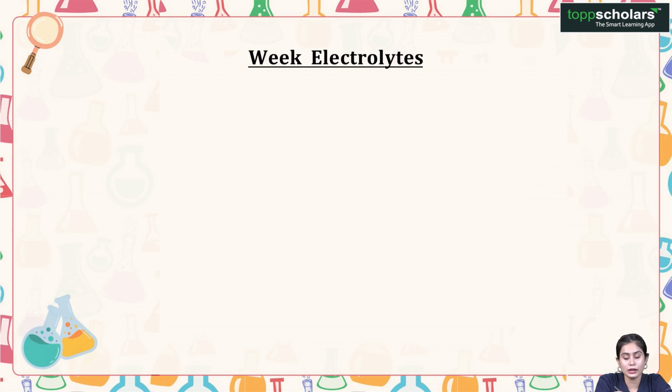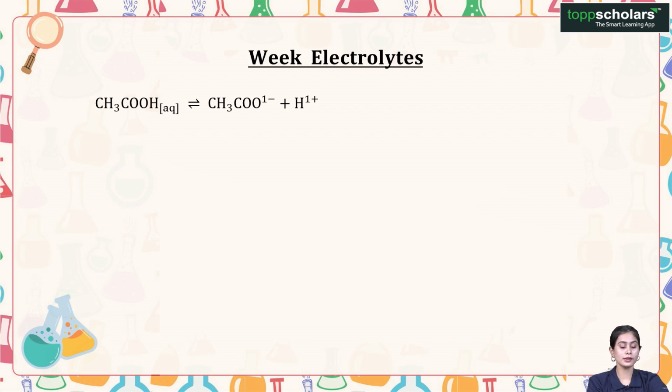Let's see weak electrolytes. Let's see how weak electrolytes dissociate. A very common weak electrolyte is your weak acid CH3COOH, your acetic acid. How does your acetic acid dissociate? It dissociates to form CH3COO1- ion and H1+ ion. So why do we call it a weak electrolyte? Because they do not dissociate completely, they dissociate only partially. Some molecules will still be CH3COOH and some will be dissociated to form these ions, okay.